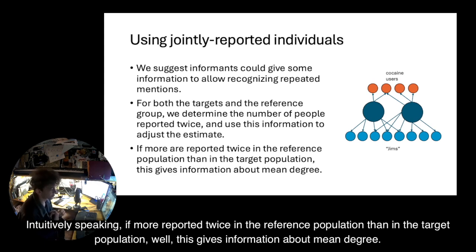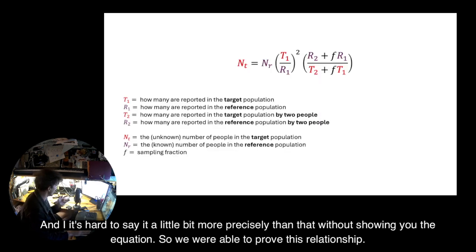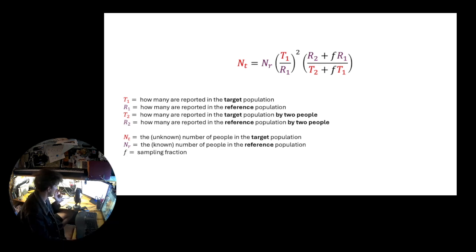Intuitively speaking, if more are reported twice in the reference population than in the target population, well, this gives information about mean degree. And it's hard to say it a little bit more precisely than that without showing you the equation. So we were able to prove this relationship. T1 and T2 are how many are reported once and how many people are reported twice in the target population. R1 and R2 are the number of people reported once and twice in the reference population.